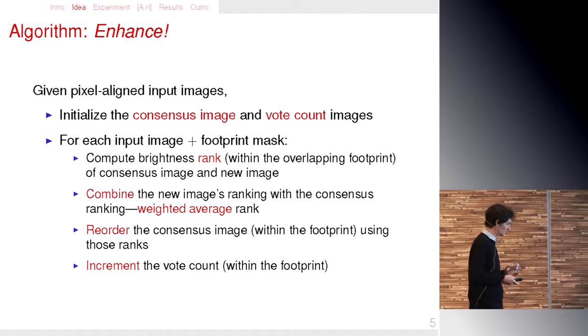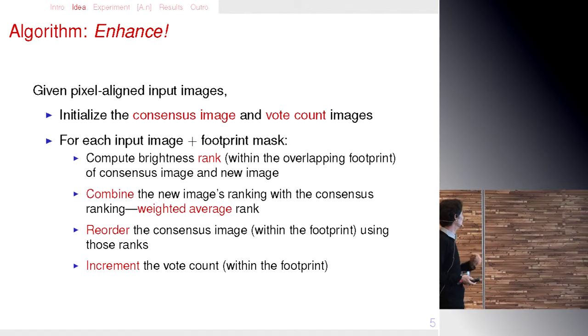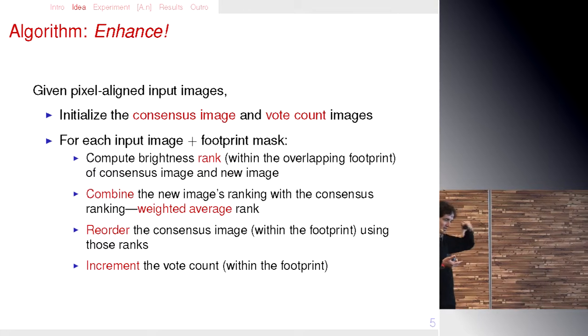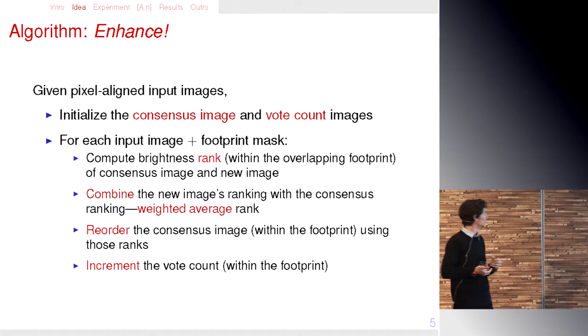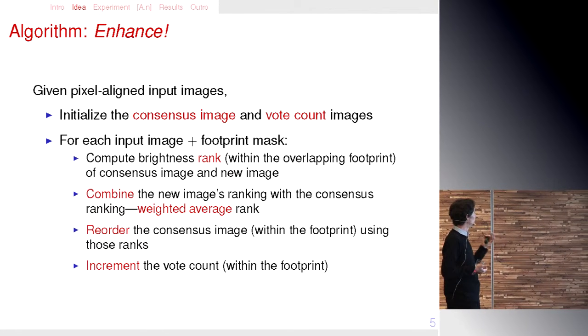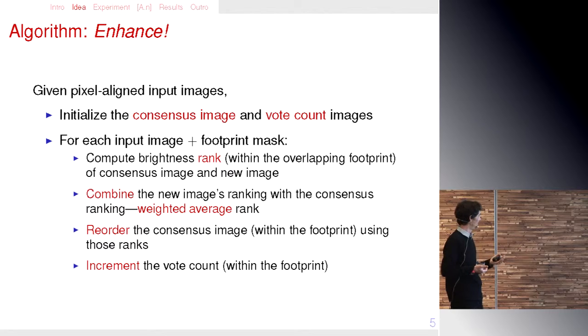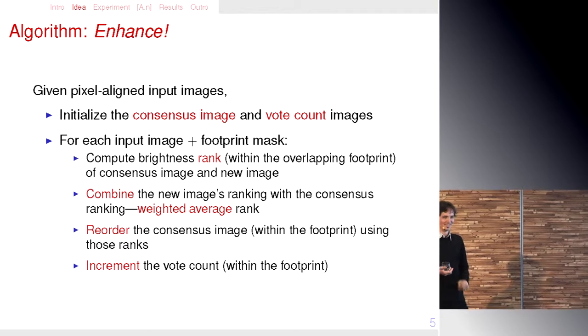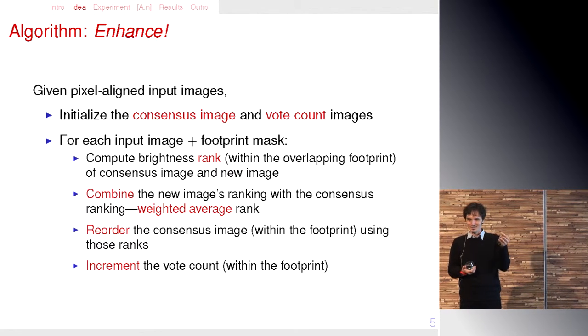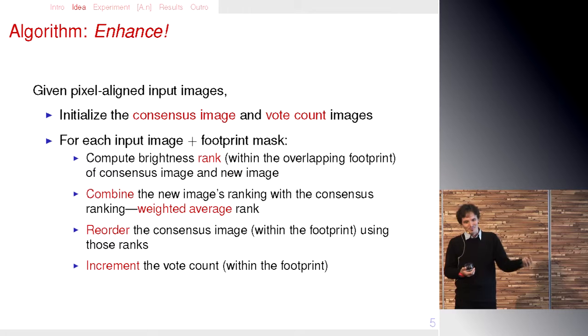And then essentially, for each of those, we'll compute the rank in the new image and that masked area in the consensus, and combine those two rankings in some way. And here we did a dead easy weighted average rank. So if 4 images have seen a pixel so far, and they've ranked it at 20th percentile, and the new image ranks it at 25th percentile, it bumps up to 21st percentile. Did I get that right?